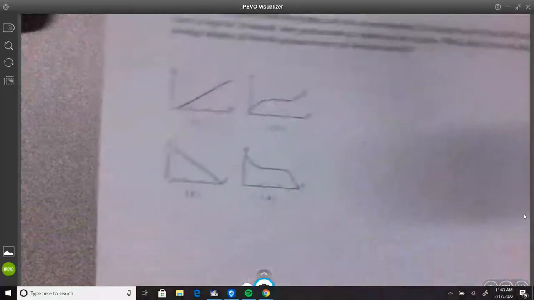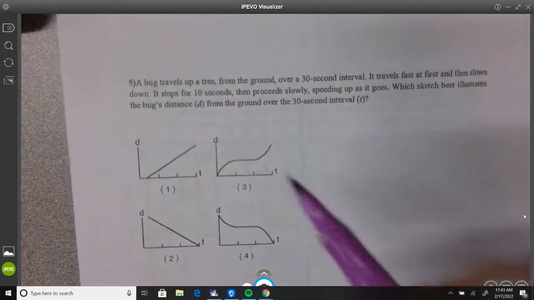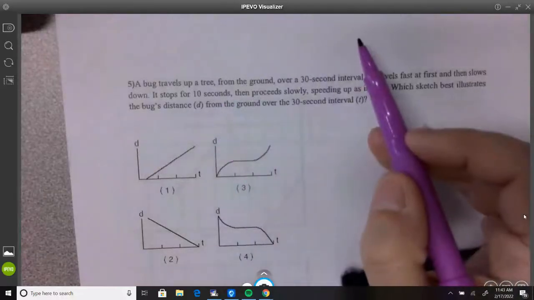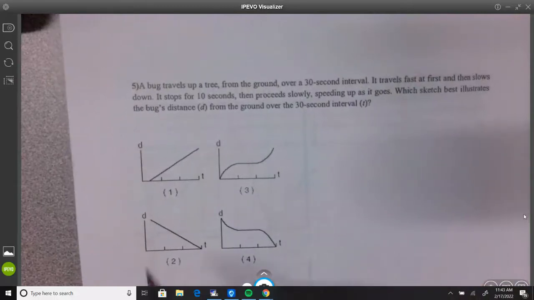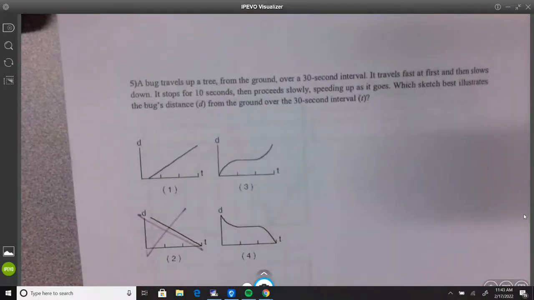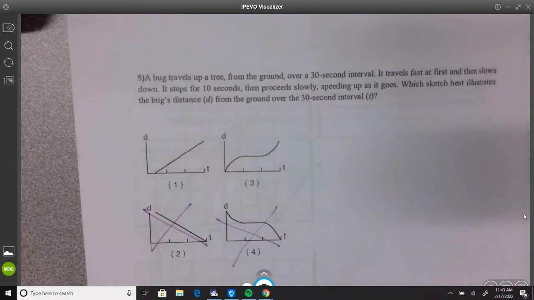Right, this leads on to the next page. A bug travels up a tree from the ground over a 30-second interval. It travels fast at first and then slows down. All right, so we're going to pause right there. If the bug is traveling up a tree, we know that distance is being gained and not being lost. So that means choice number 2, right off the bat, is not possible. And choice number 4 is also not possible because you are looking for distance that is gained, not lost.